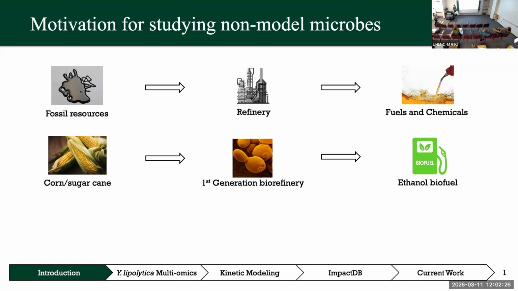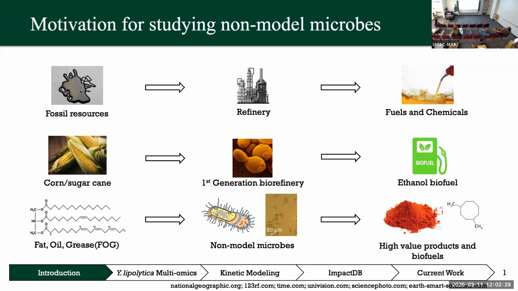So going forward, we want to use less valuable resources, like waste resources like fat, oil, and grease. But we'll need to have special microbes, like non-model microbes, in order to make high-value products. So things like nutritional supplements like beta carotene and astaxanthin, or sustainable aviation fuel, like this dimethyl cyclooctane.